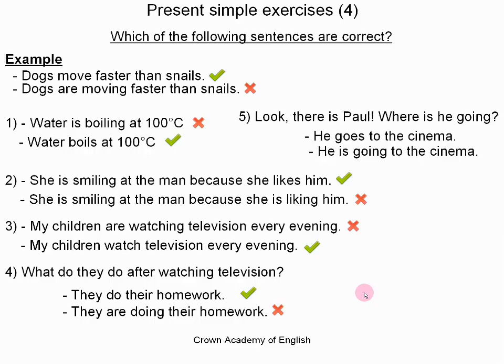And the last question, question 5. So the answer is, now this time we must use the present continuous. We must not use the present simple. And the reason is because look at the question. The question is using the present continuous. If you look at it, it's saying, where is he going? There's ing. Where is he going? So the question is being asked using the present continuous form. So the answer that we give must also be in the present continuous, which is why the second sentence is correct. He is going to the cinema.